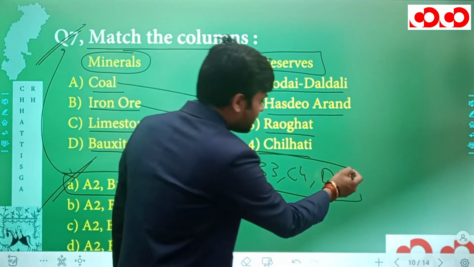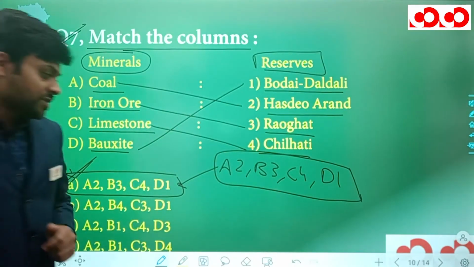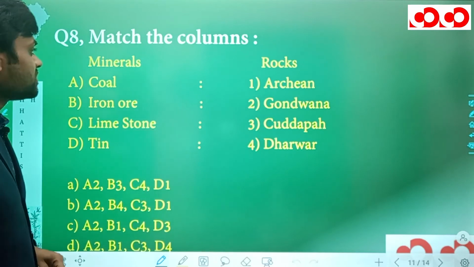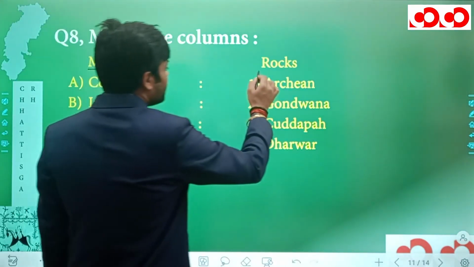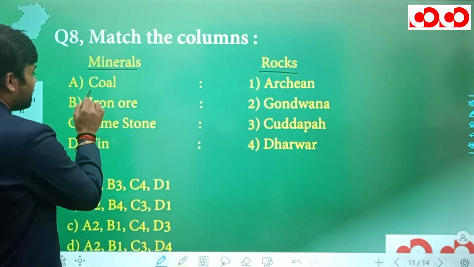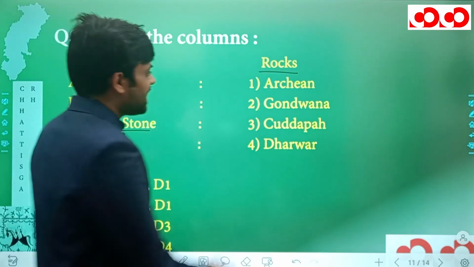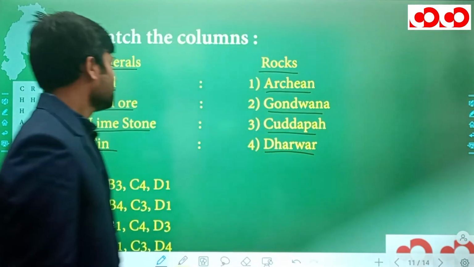So this was all about the 7th question, and now let's move to our 8th question. So this exactly is the 8th question, in which once again we have to match the columns. Now in the first column we have minerals and in the second column we have rocks. In the minerals, we have coal, iron ore, limestone, and tin. In the rocks, we have Archean, Gondwana, Kadapa, and Dharwad.